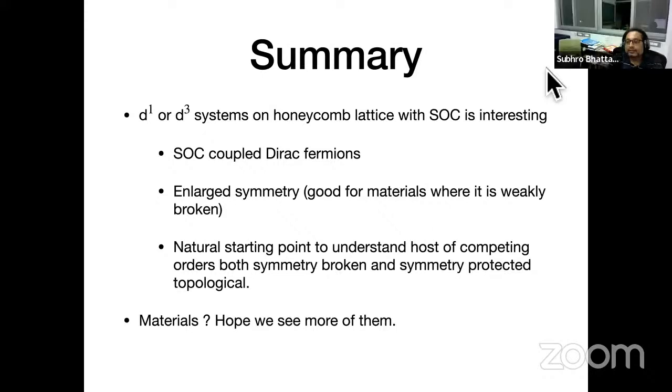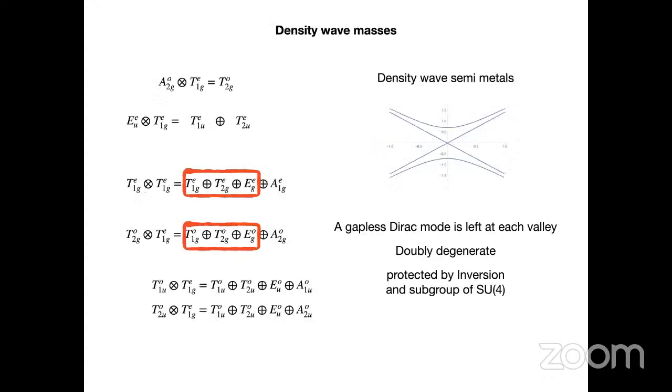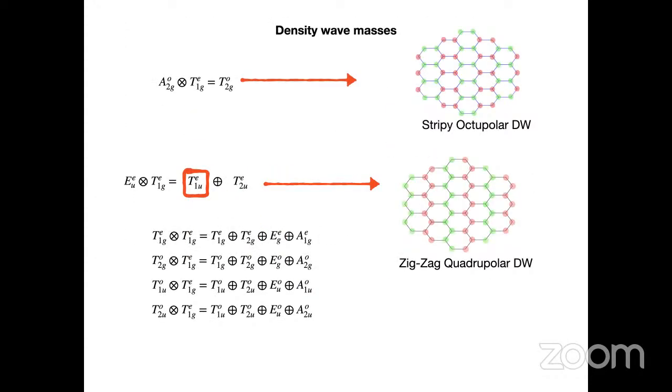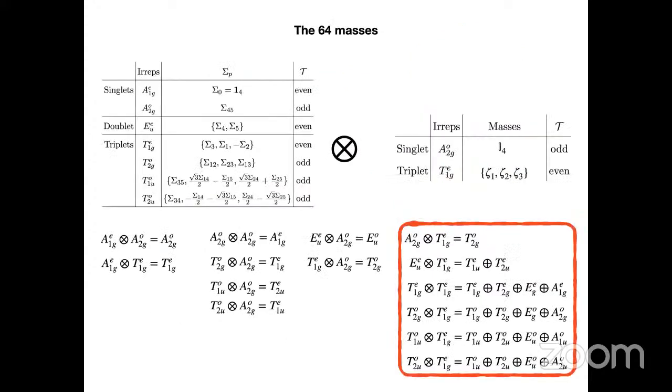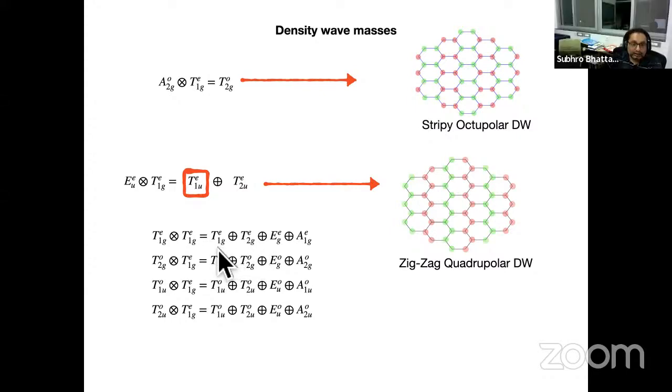Okay. So my question is, as you are aware, one of the competing instabilities is the dimerization. So in your field theoretic language of the masses, which one is identified with the dimerization? You did talk about these density wave masses, and there were different patterns of these density waves. So is it dimerization of different kinds, like zigzag or armchair?